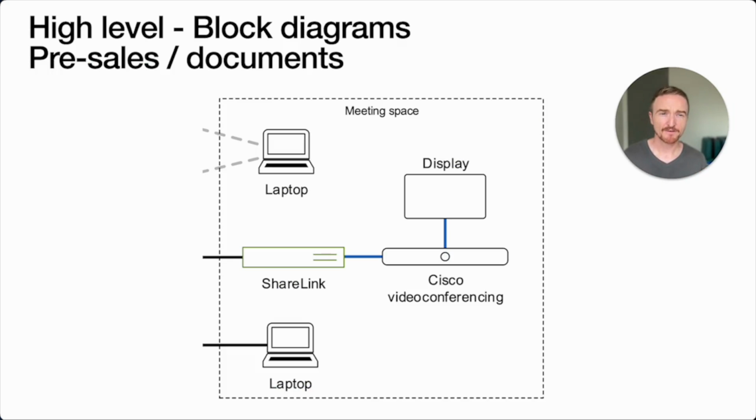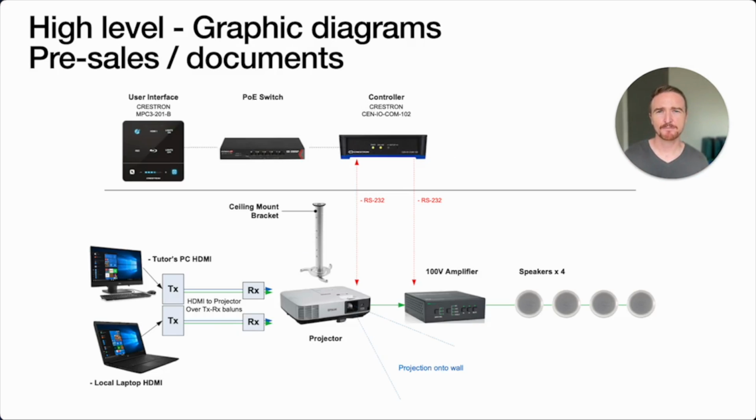Then we have the high-level block diagrams that don't show us any of the inputs or outputs, or don't really show us much of what's going on. These are the ones that can be used for clients to help them understand what the system will look like. They can also be used if you have standards documents around the business standard on how we want our AV systems set up.